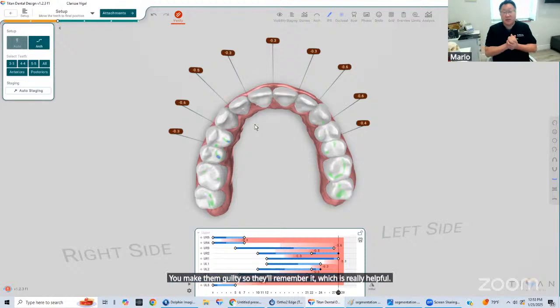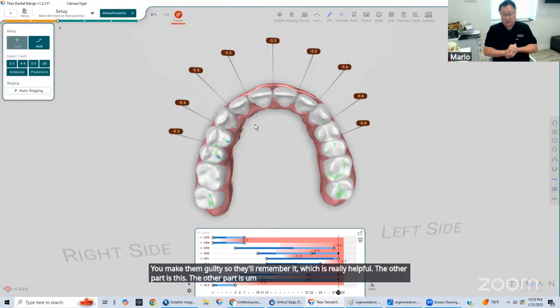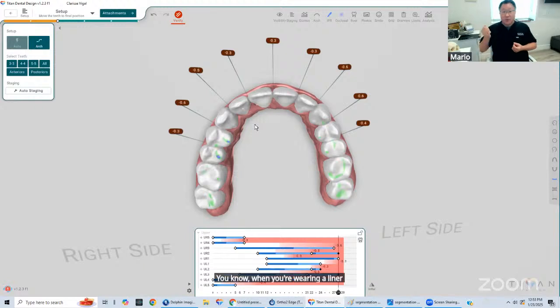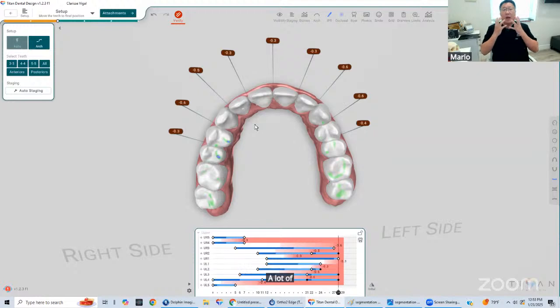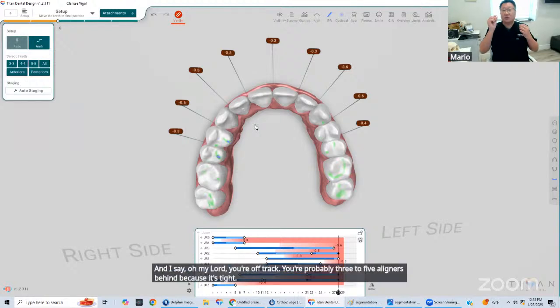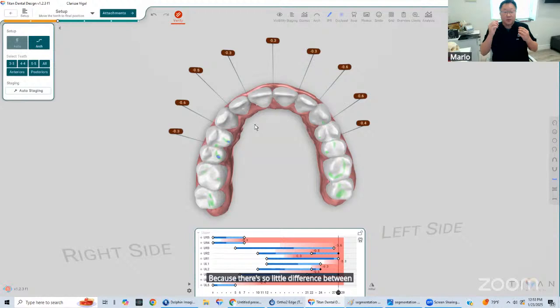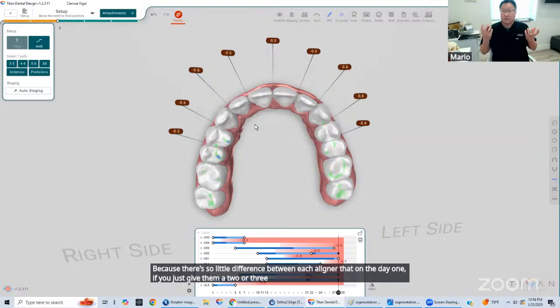The other part is this. I must say, you gotta tell them, when you wear an aligner, every new one you put on, it feels like the last one. It feels like loose almost. It's barely tight, right? A lot of patients are like, wow, this is really tight. It's finally working. And I say, oh my Lord, you're off track. You're probably 3 to 5 aligners behind because it's tight. Because there's so little difference between each aligner that on day one, if you just give them a 2 or 3, they can still pop it on and feel tight, right?